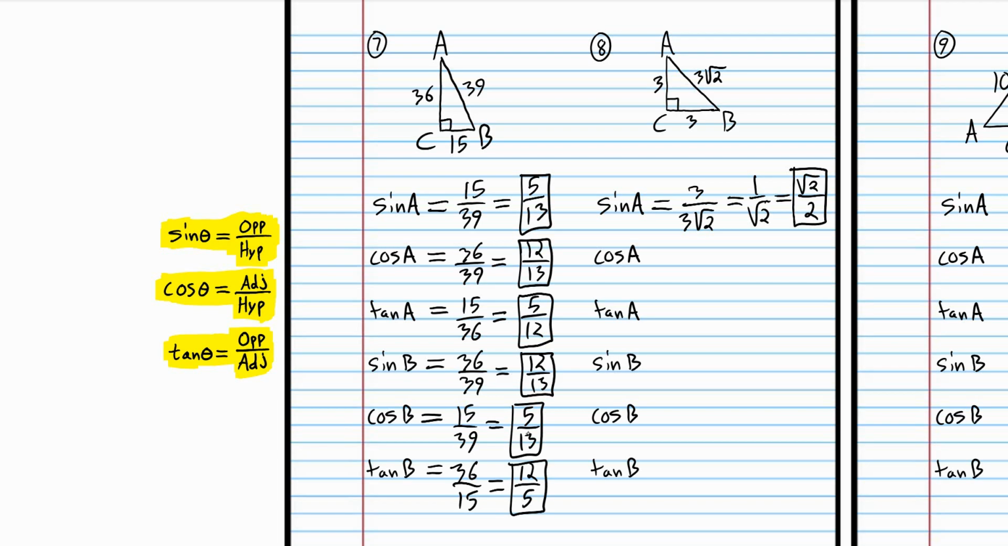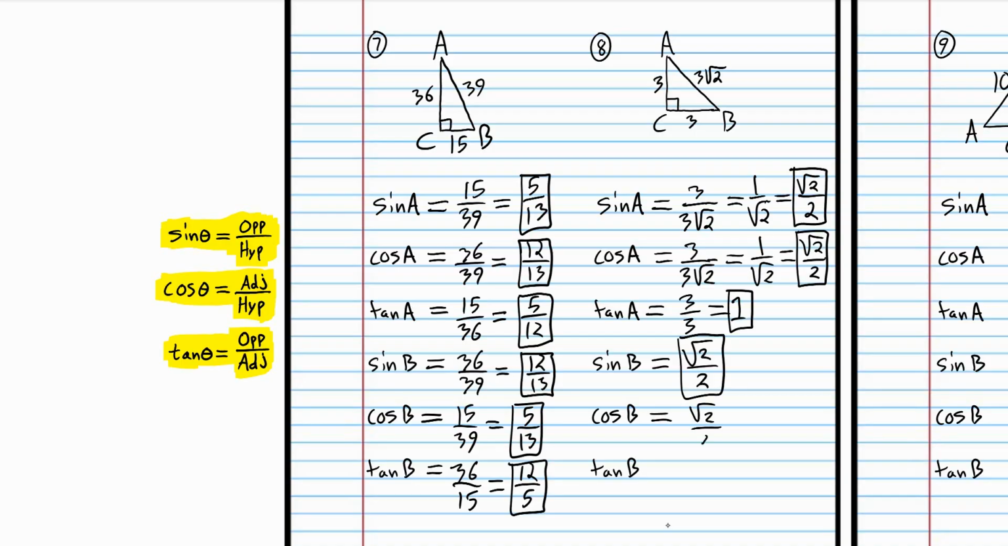All right, so now cosine A, that's the same thing, 3 over 3 root 2, because this is an isosceles triangle. So we're just going to get the same answer. Rationalize the denominator. And tangent A is just 3 over 3, which is 1. And cosine B, that's just going to be the same thing, again, because we have an isosceles triangle. Sine B and cosine B is root 2 over 2 also. And tangent B is same thing, 3 over 3 is 1.